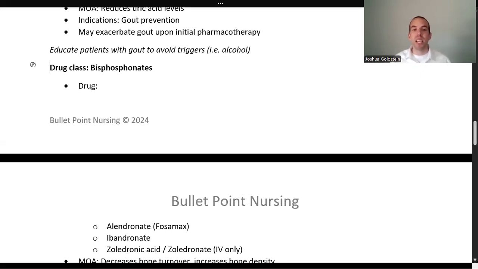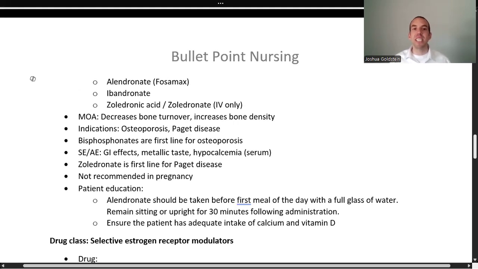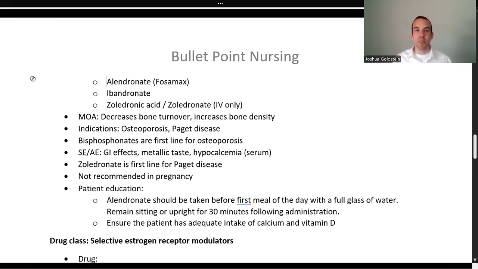Next, we have bisphosphonates. The drugs in this class are alendronate, ibandronate, zoledronate. These are all different bisphosphonates. These drugs decrease bone turnover and increase bone density. So they make your bone stronger. So they're used to treat what? Osteoporosis, which is a weakening of the density of the bones. So we use this for osteoporosis, also for Paget disease, which is another bone and joint disease. Bisphosphonates are the first-line treatment for osteoporosis.